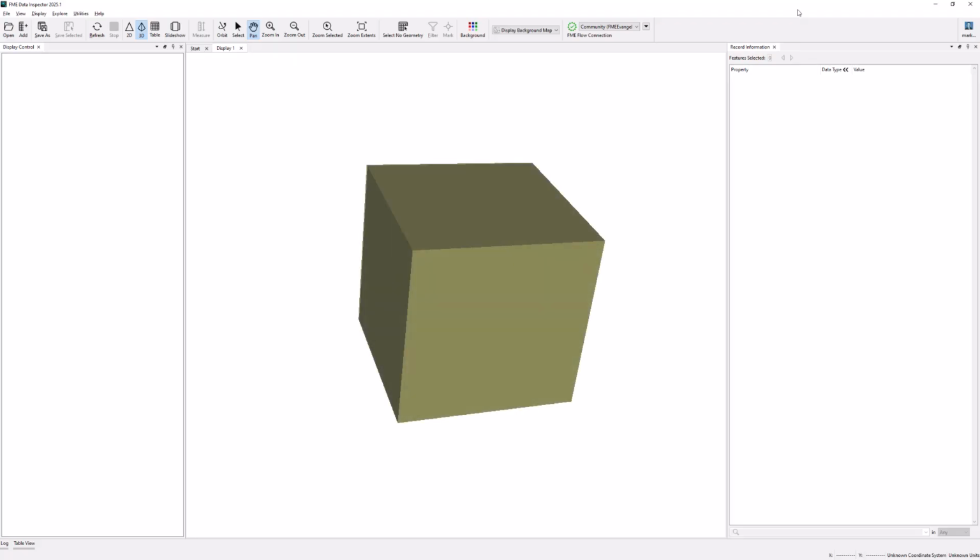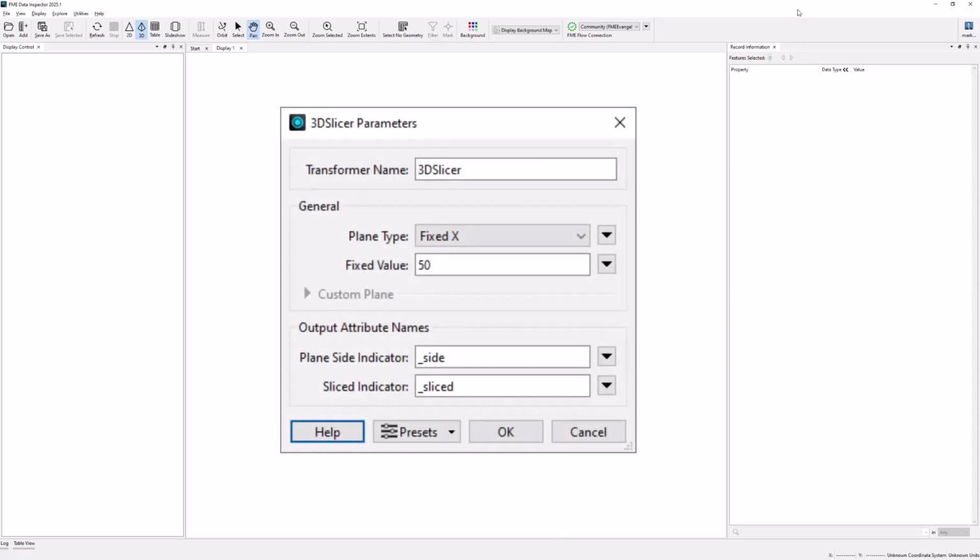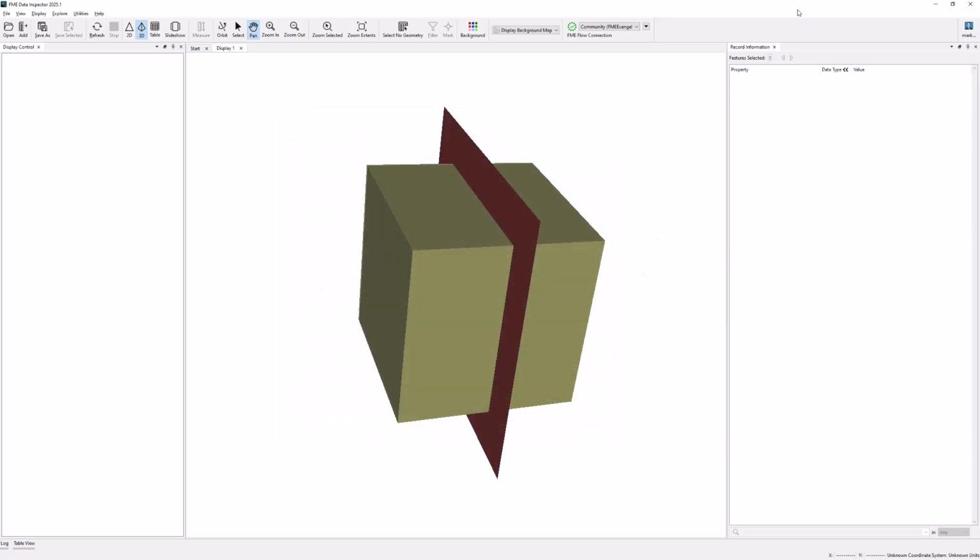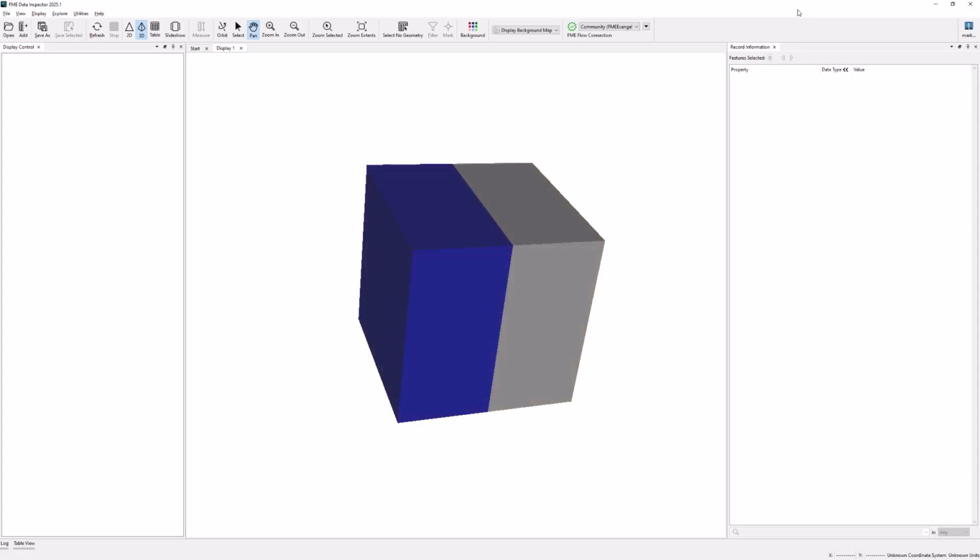For example, here is a three-dimensional solid cube displayed at a slight angle. The axes are as shown. The 3DSlicer transformer is set up to cut at a fixed value on the x-axis, midway through the solid. This is a visualization of the slice plane. The result is now two separate solid features.